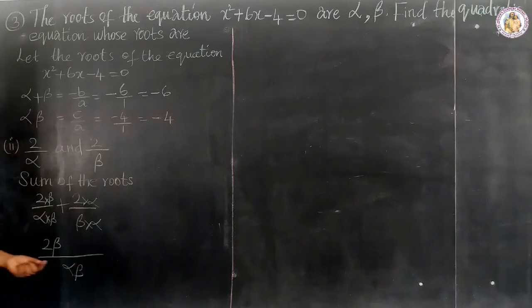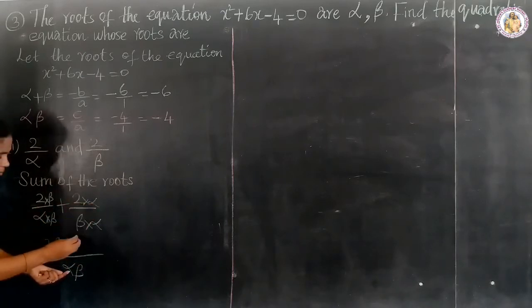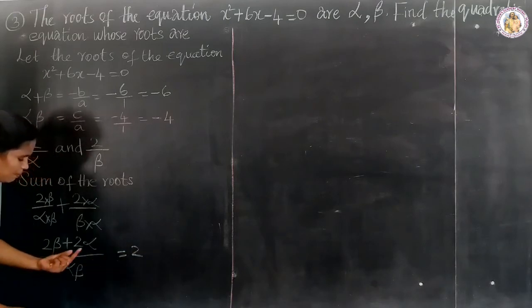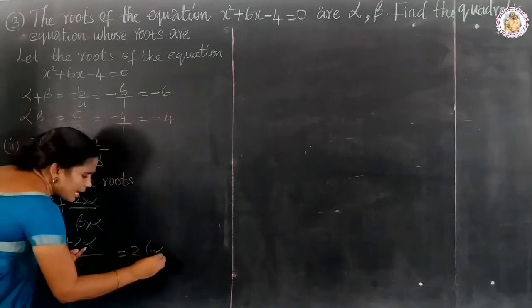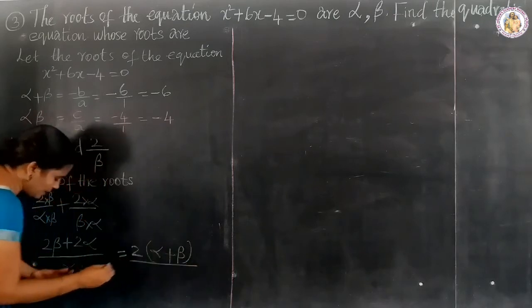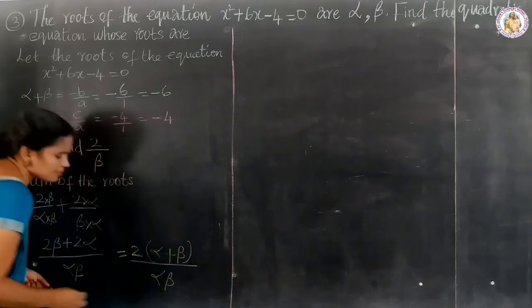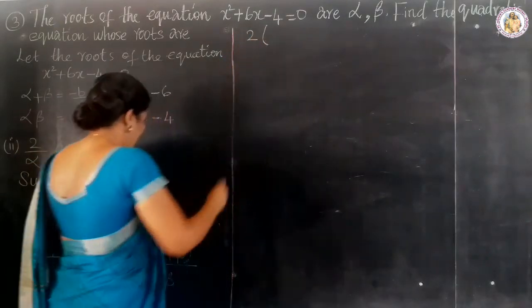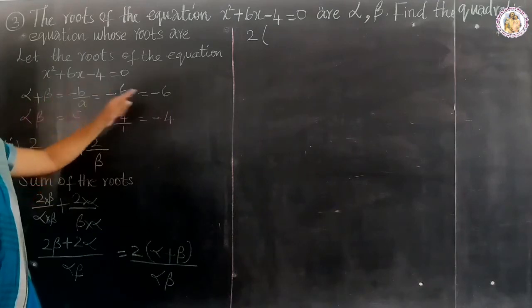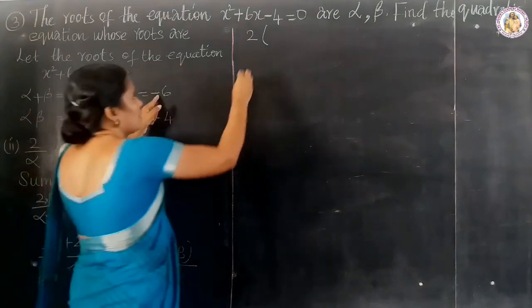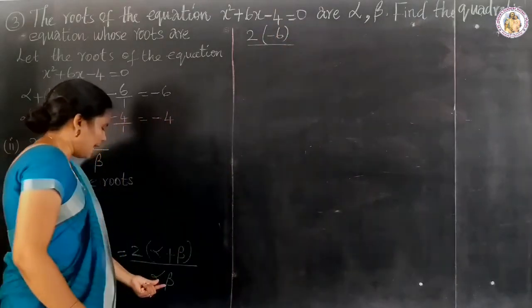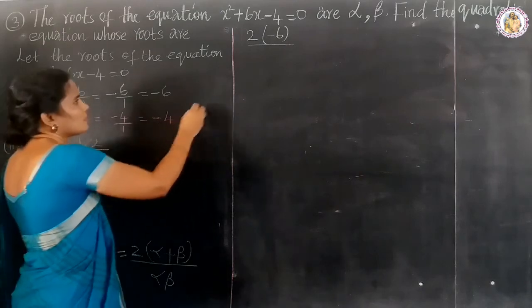So write commonly alpha beta, plus 2 alpha. Now you can see 2 as common. So 2 into alpha plus beta, within bracket alpha plus beta, divided by alpha beta. The next step, 2 into alpha plus beta is equal to minus 6, minus 6 divided by alpha into beta, minus 4.